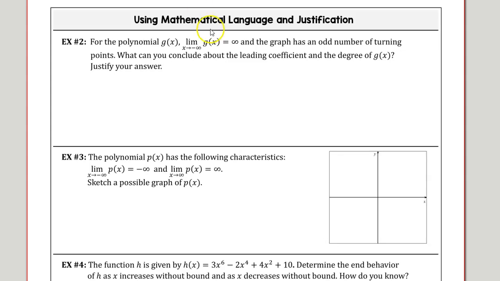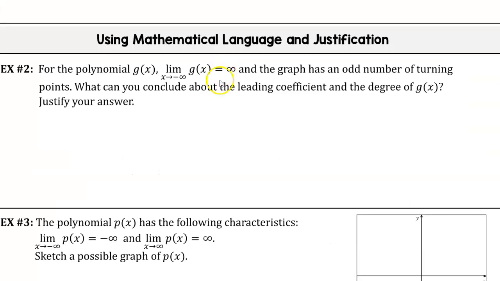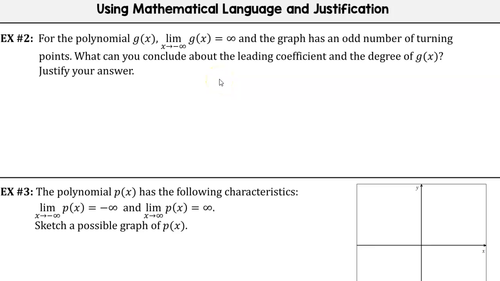All right, so it says, let's increase this a little bit more. For a polynomial g of x, the limit as x approaches negative infinity, as we go to the left, the graph will go up. Right? That's what this says. As we go to the left of this function g of x, the graph goes up, positive infinity.